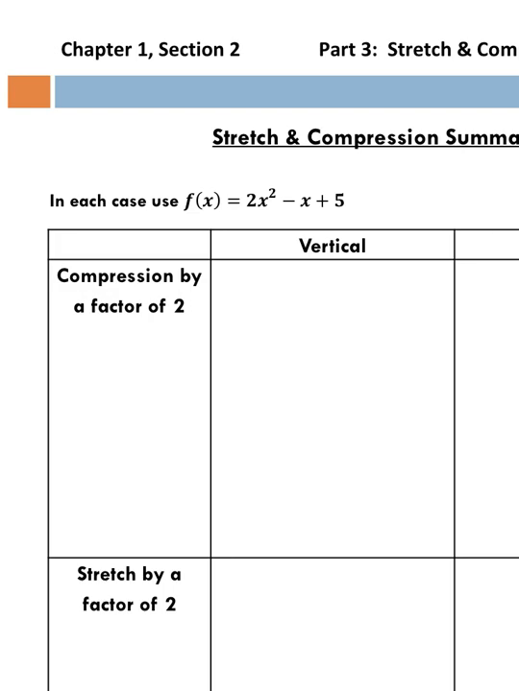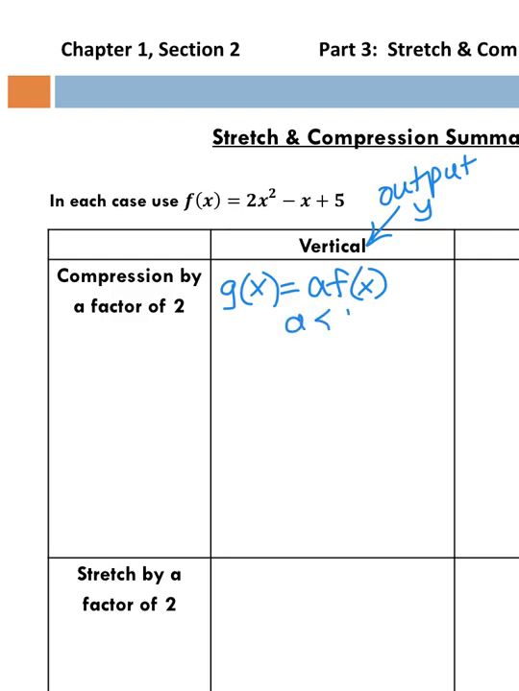Remember, vertical compression, anything to do with vertical, we're talking about our output, our y dimension here. So if we want to compress, that means make it small. So g of x is going to be some kind of scale factor times our input function, where a is going to be a fraction because we're making that output smaller. In this case, if we want to compress by a factor of 2, a is going to equal 1/2. So we've got g of x equals 1/2 times f of x.